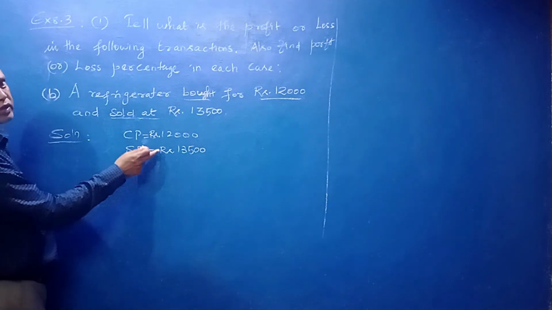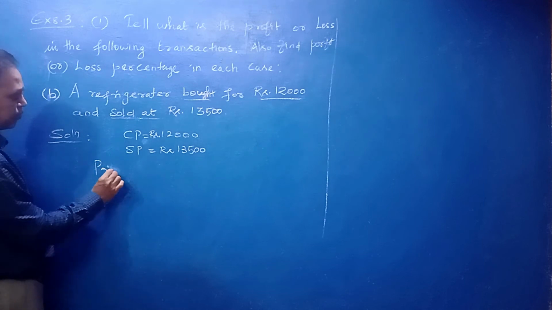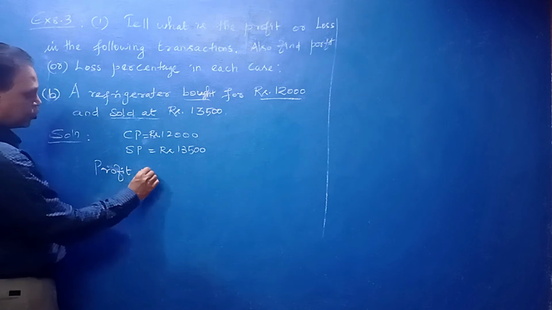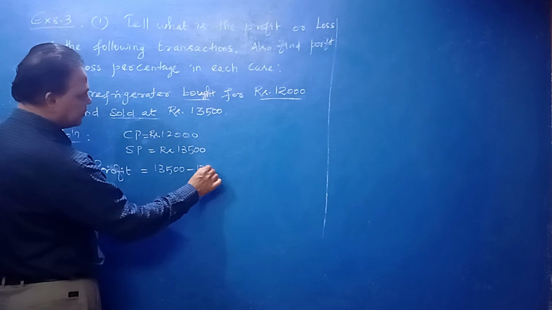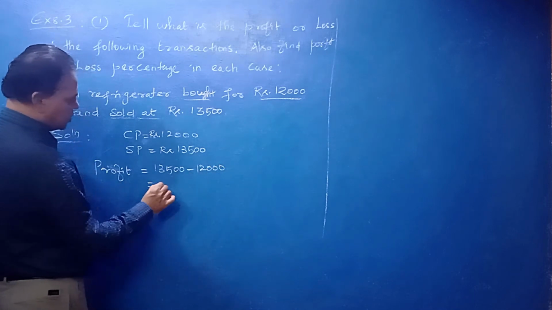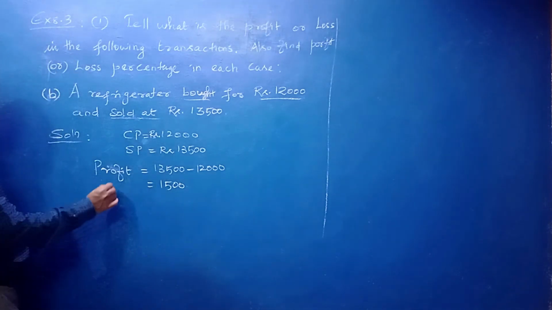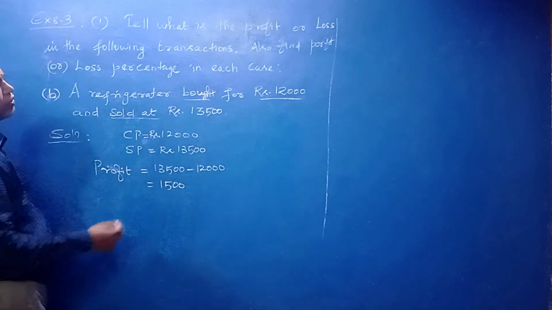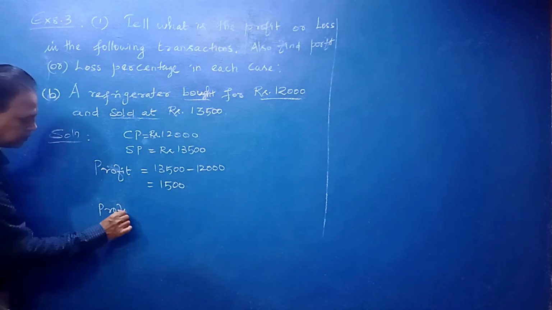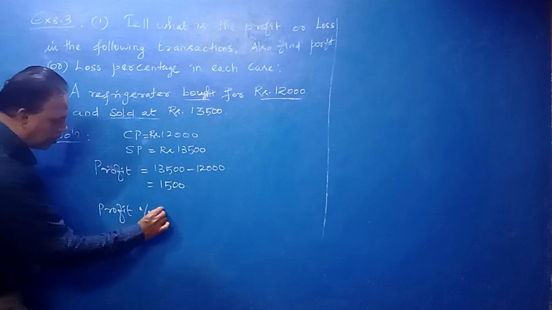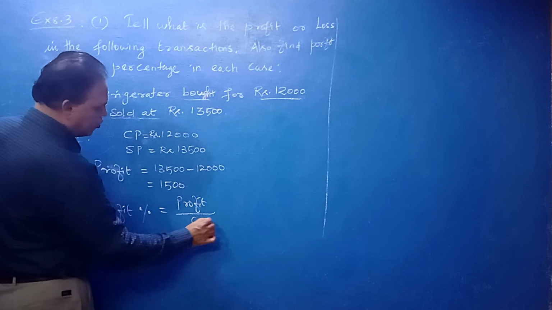So you can calculate what here. SP is more than CP, so there is profit. Profit equals big number minus small number, 13,500 minus 12,000. So how much is it? 1500 rupees. When you get profit, you can find out the profit percentage. Therefore, profit percent equals profit by CP into 100.